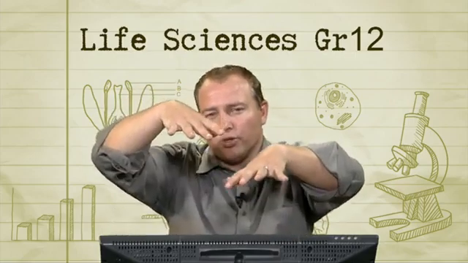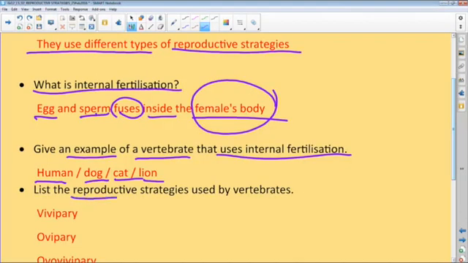Which is a good one, right? Because what happens is they're not going to lose the sperm. Say, for example, the eggs are lying there and you're dropping your sperm on top. You don't know if the water's going to push the sperm away or the wind or whichever, right? So you want to keep it in close proximity so that it can produce offspring as easily as possible, okay? The next one, list the 3 reproductive strategies used by vertebrates.